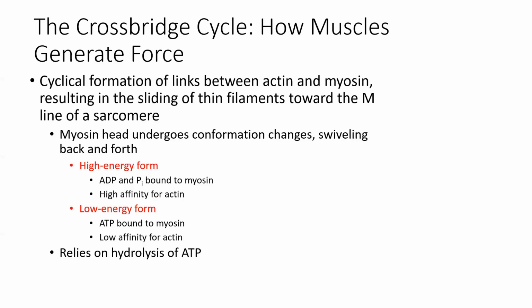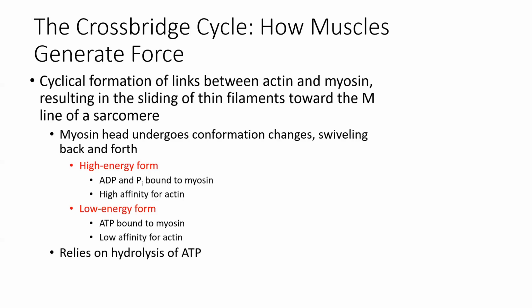Now, the myosin head is going to undergo a conformational change. It's going to have two states. A high energy form, this is when it has ADP and an inorganic phosphate bound to it. Remember, we talked about the two sites on that myosin head, one for binding actin, one for binding ADP. And so when it has ADP and that phosphate bound to it, it's in its high energy form, and it now has a higher affinity for actin. So it's going to be really attracted to actin. It's going to want to bind, make contact, and that is how we form that cross-bridge cycling.